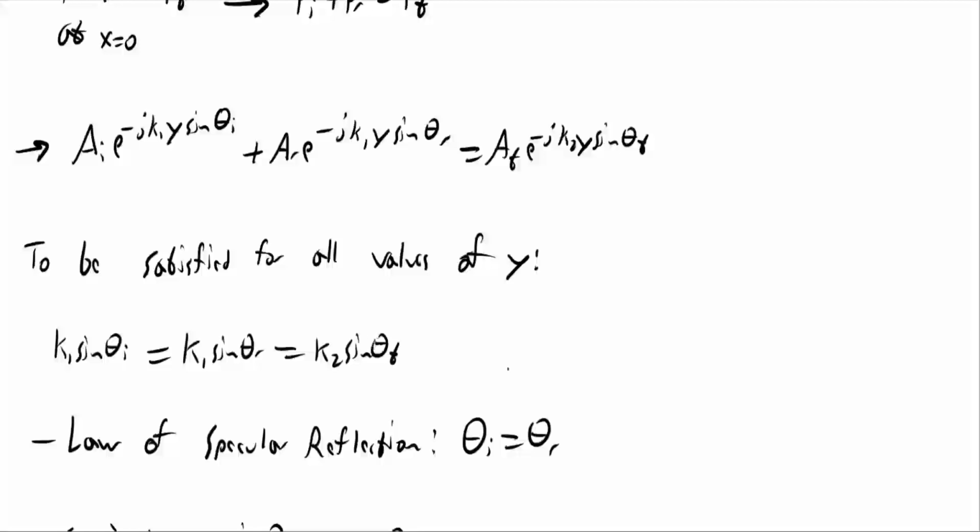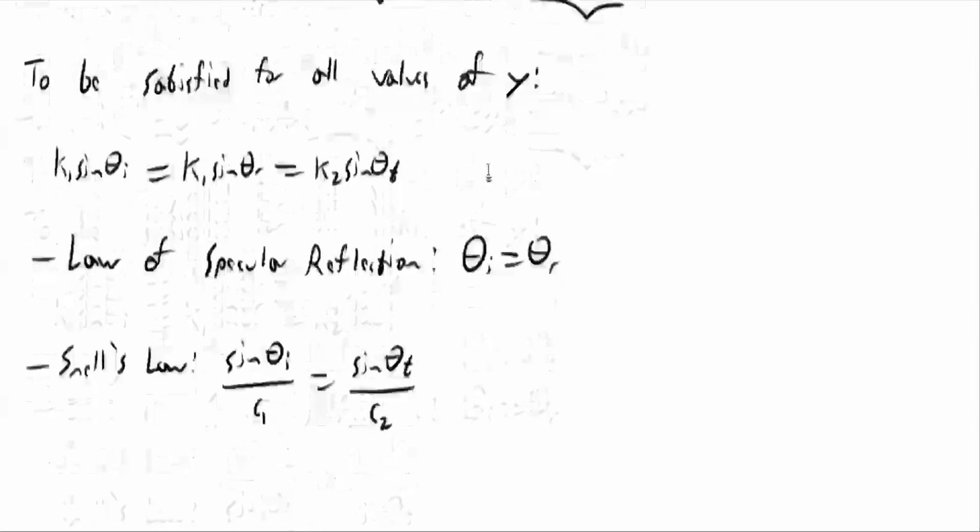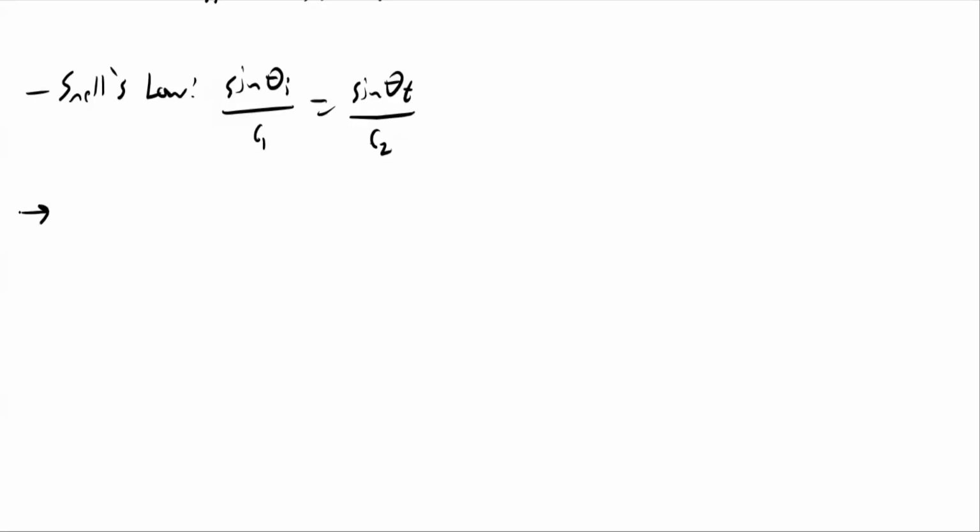Okay. Well, if each exponent here is equal, that must mean that AI plus AR is equal to AT. AI plus AR is equal to AT.